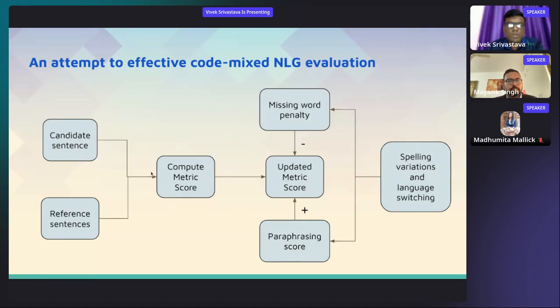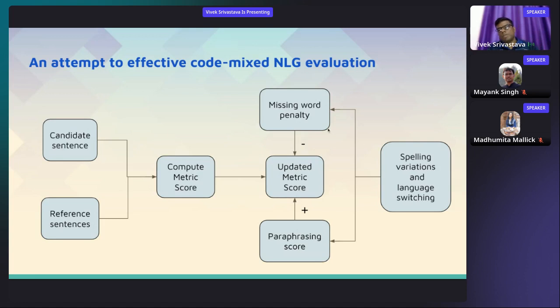You compute a metric score and you say that score doesn't look very well. So what you will do is you will just update the metric score based on the missing word penalty which is coming, and the paraphrasing score that you have computed. And the two things that we have talked about, the spelling variation and language switching, will be indirectly addressed in both of these systems, the spelling variation as well as the language switching. So this is how this entire pipeline looks like.